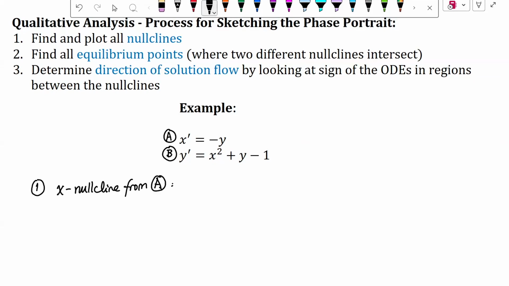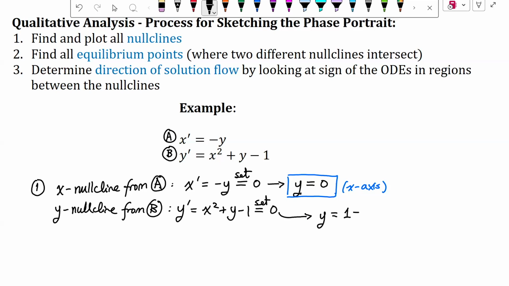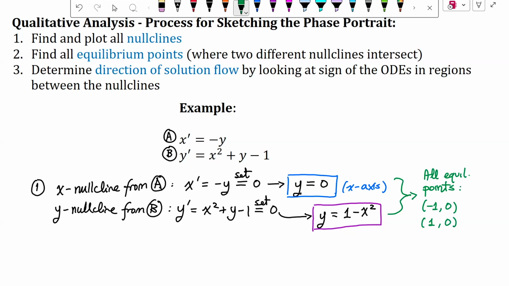The x nullcline is found by using equation A. So the x nullcline is simply the line y equals 0, which is just the x-axis. We can find the y nullcline by using equation B. This gives the equation for the curve y equals 1 minus x squared. Note, by the way, that for the sake of plotting, whether we are looking at the x nullcline or the y nullcline, it is often convenient to write the equations in terms of y equals some function of x, if possible. Now, from here, we actually could compute all the equilibrium points. It's fairly apparent that we will have 2 of them, and they will be at (-1, 0) and (1, 0).